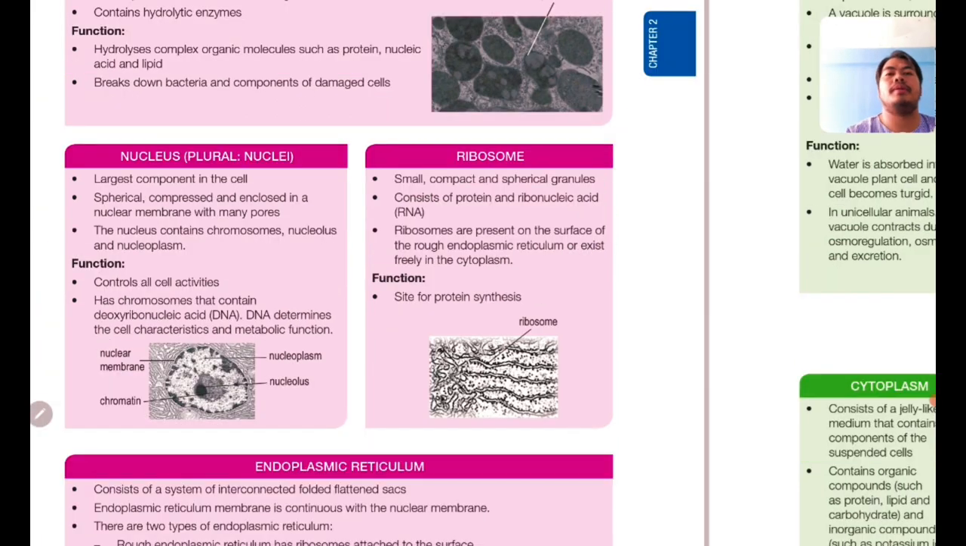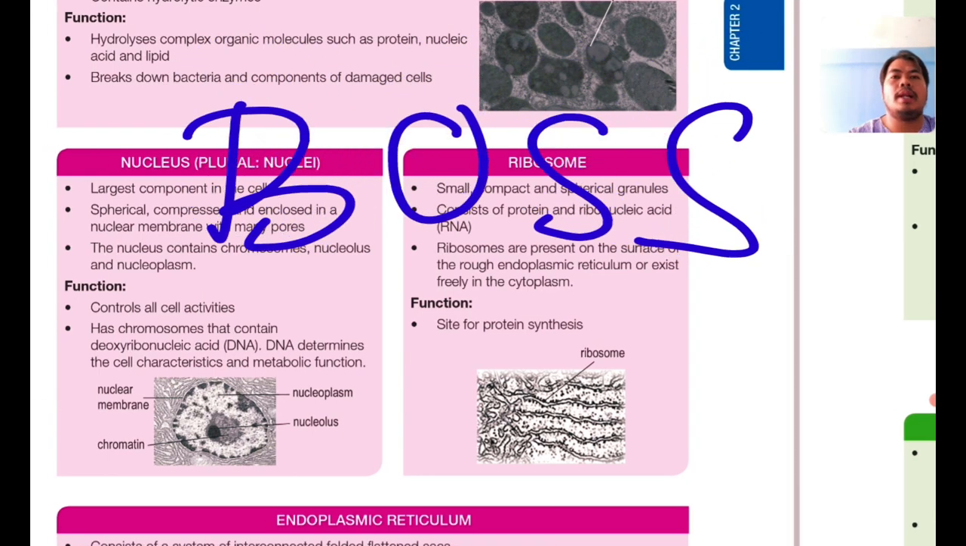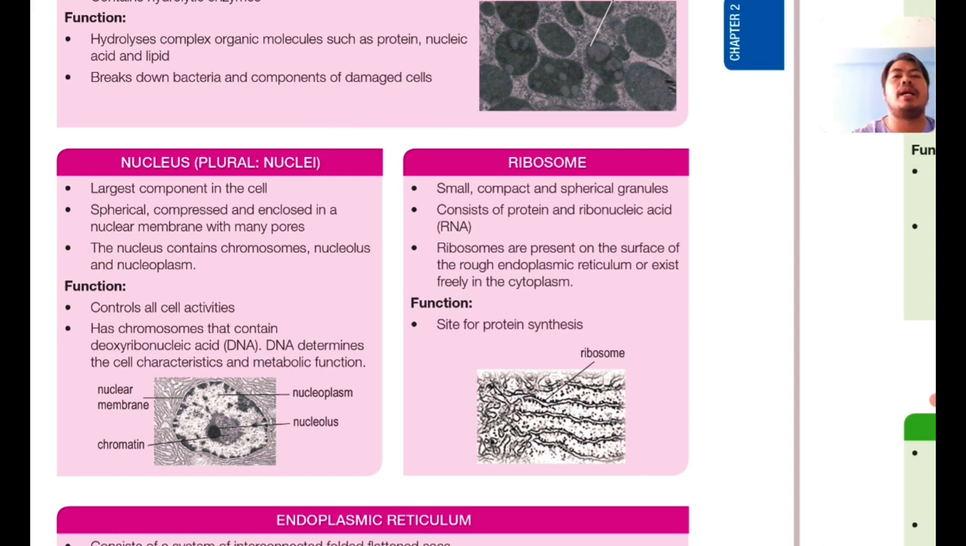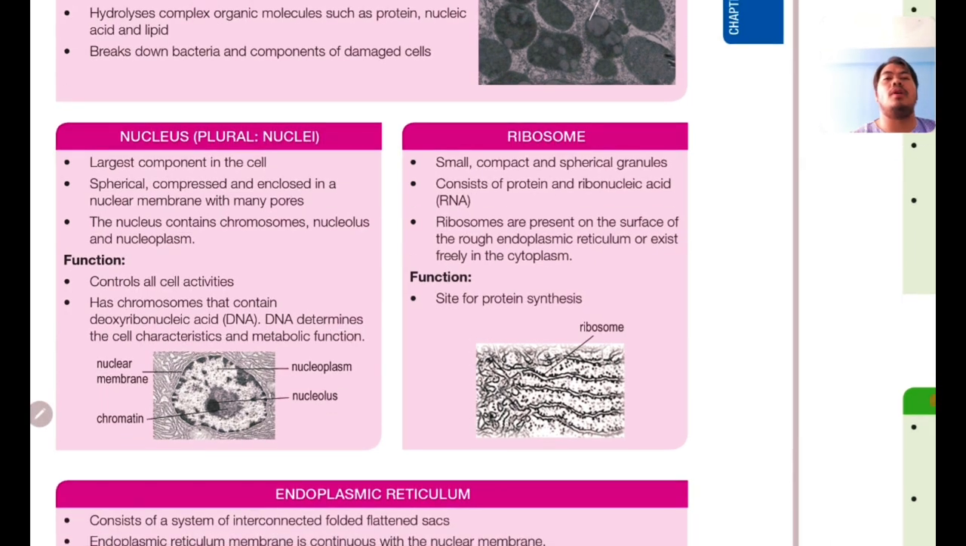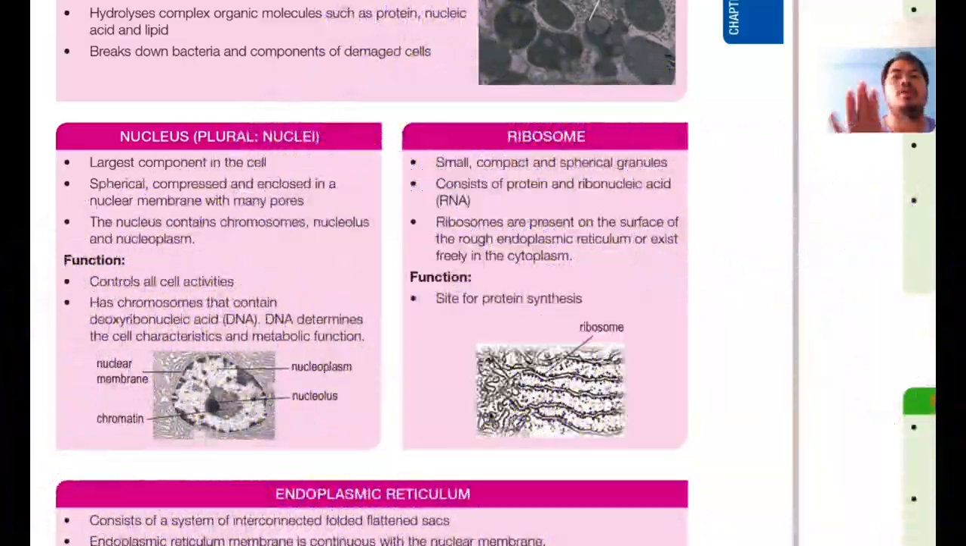And then the nucleus. This is the boss of the cell. Plant cells and animal cells have a nucleus. It is the largest component in the cell, spherical, compressed and enclosed in a nuclear membrane with many pores. The nucleus contains chromosomes, nucleolus and nucleoplasm, and it functions to control all the cell's activities. Like I said before, it acts like a boss. Do that, do this. That is the function of the nucleus. Every other organelle inside the cell will meet the requirements of the nucleus and will do anything that the nucleus asks them to do. So, like a boss.